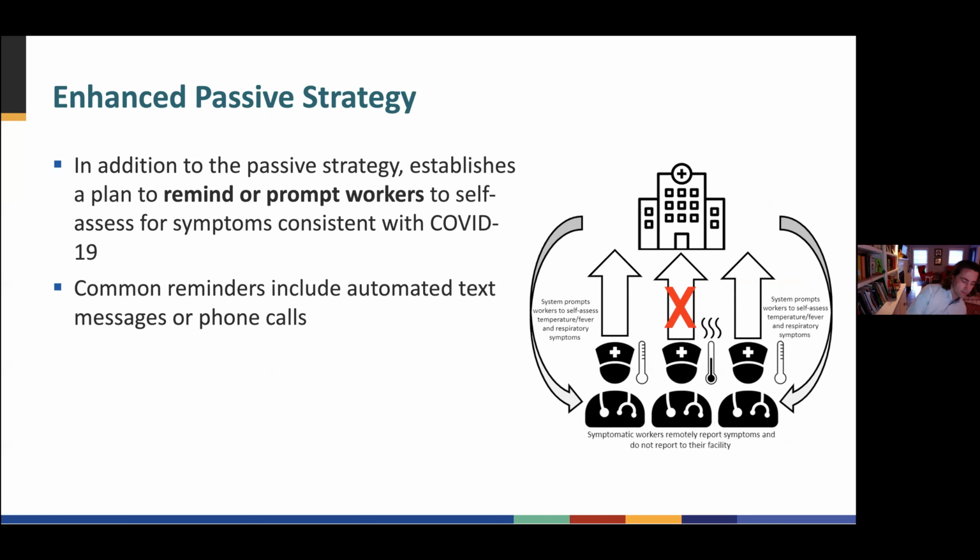Enhanced passive strategies may be achieved by establishing a reminder or prompt to healthcare workers to self-assess for signs and symptoms of COVID-19. Evidence supports the utility of simple reminders to substantially increase adherence. This strategy requires either an automated reminder system, such as mass texting services, or manual phone calls or direct messages to remind staff for self-assessment. This can be resource intensive.